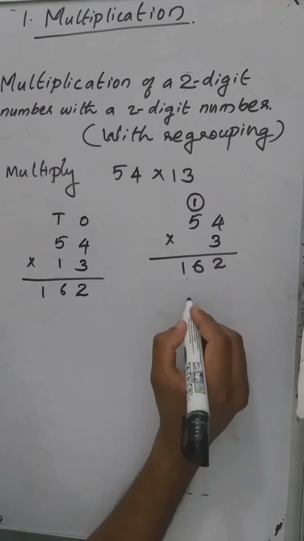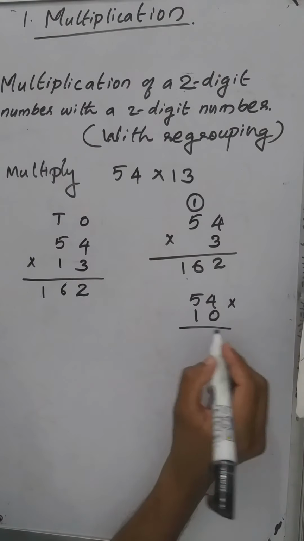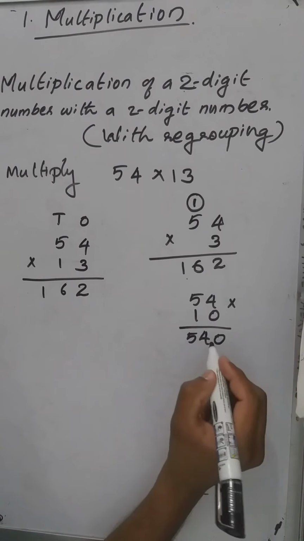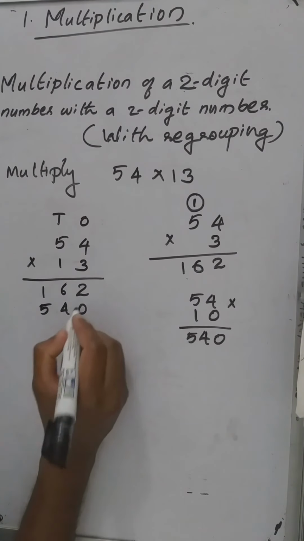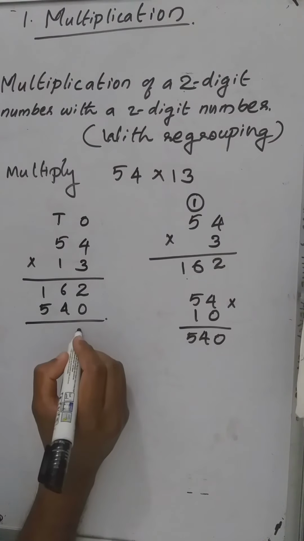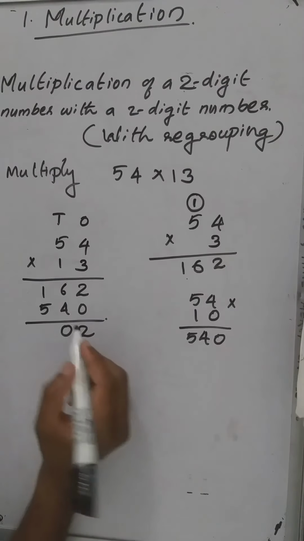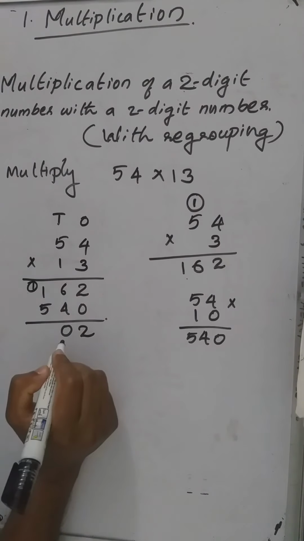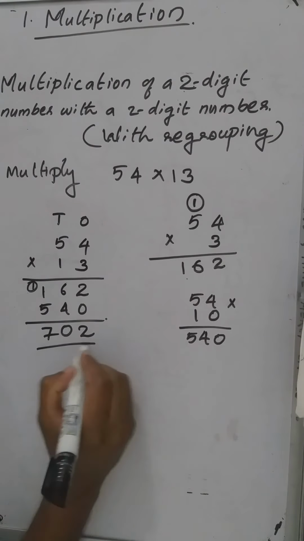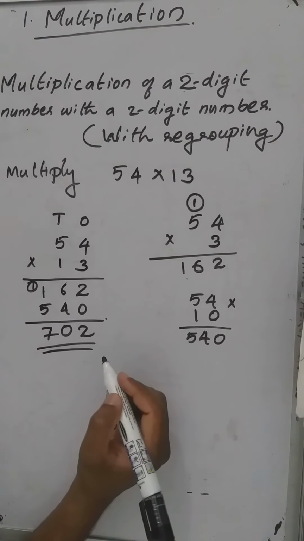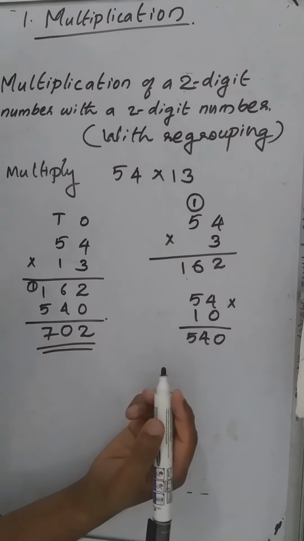162. Now we have to multiply 54 multiplied by 10. That is equal to 540. So let's write here 540. Add 2 plus 0, 2, 6 plus 4, 10, 0, then 1. Here 1 plus 1, 2, plus 5, 7. Now we got the answer 702. 54 into 13 is equal to 702.